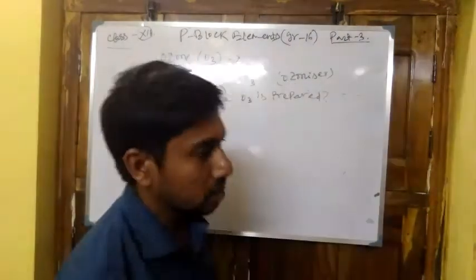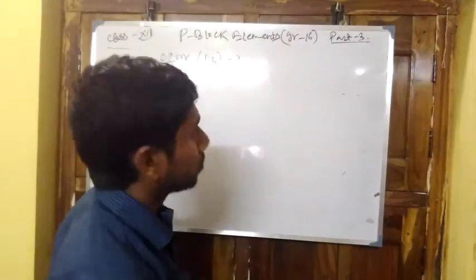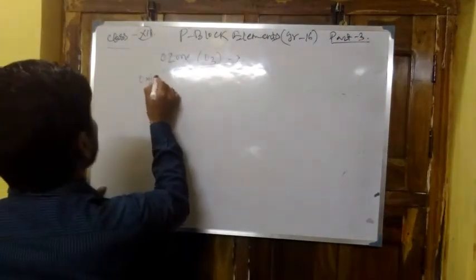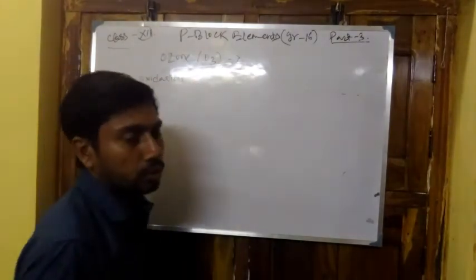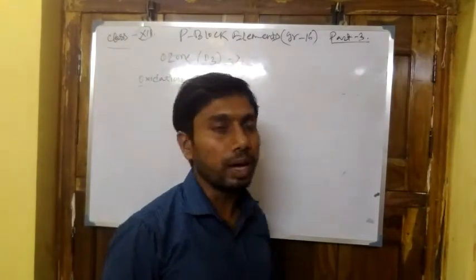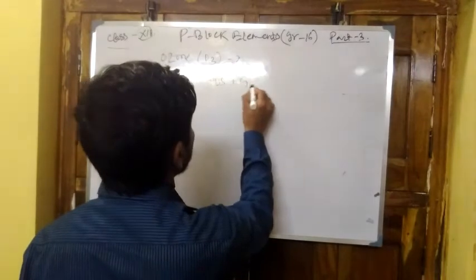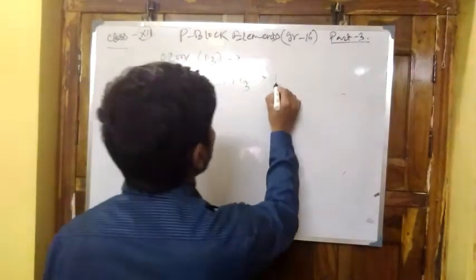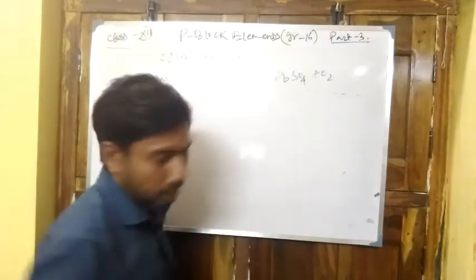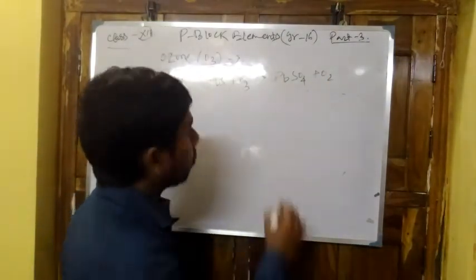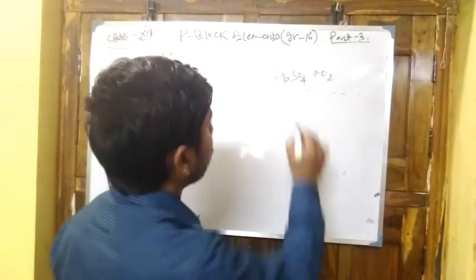Now the next reaction, that is oxidation by ozone. Ozone, at a temperature, will dissociate to form O2 and O. It will oxidize PbS, that is lead sulfide, to PbSO4 plus O2. PbS plus 4O3 gives PbSO4 plus 4O2.